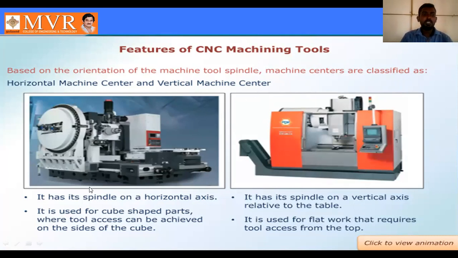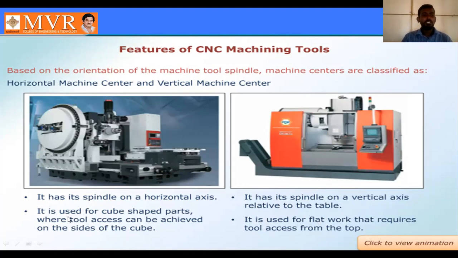So the first one is horizontal, and the other is a vertical center. Vertical CNC machines and horizontal CNC machines. What is the main difference between horizontal and vertical? The horizontal machine has the spindle on a horizontal axis, so the spindle is in the horizontal direction. The vertical machine has the spindle on a vertical axis, relative to the table.